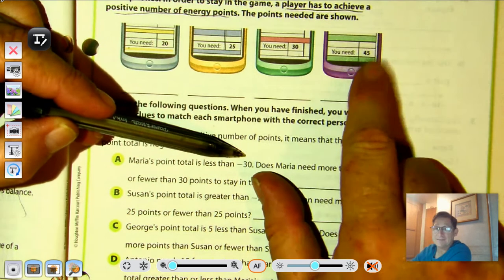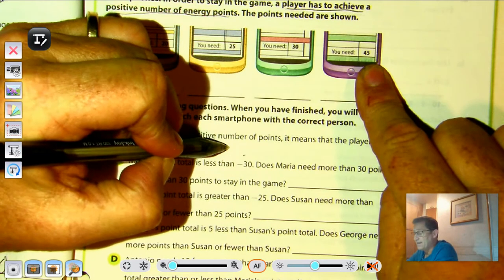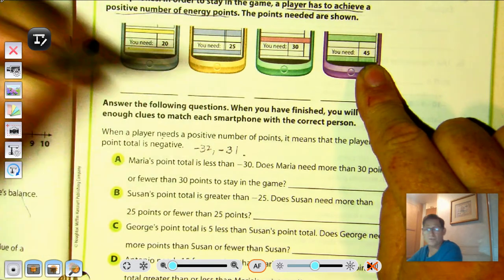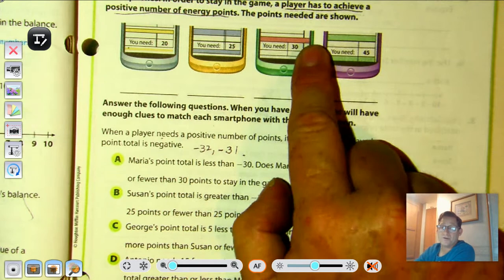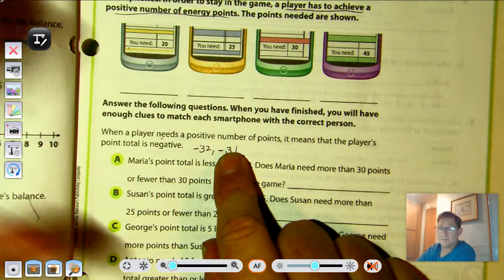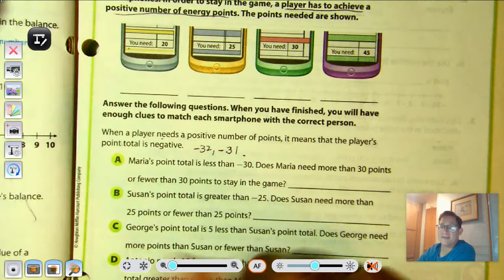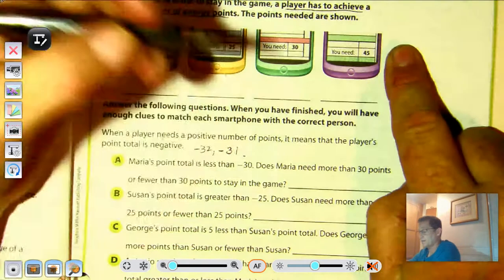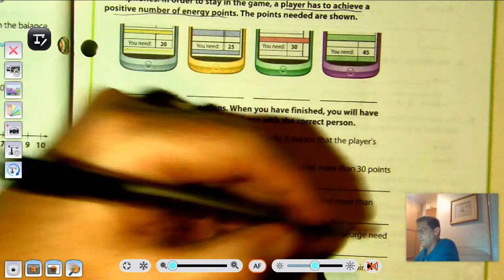So this has to be hers, because a number less than 30 would be to the left of 30. So that could be like negative 31, negative 32, so on. These numbers are less than 30. So if we said you need 30, but her number is less than 30, let's say the smallest it could be would be negative 31. Well, if we added 30 to that, she'd still be at negative 1. So this one has to be Maria. So does Maria need more than 30 points or fewer than 30? She needs more than 30.